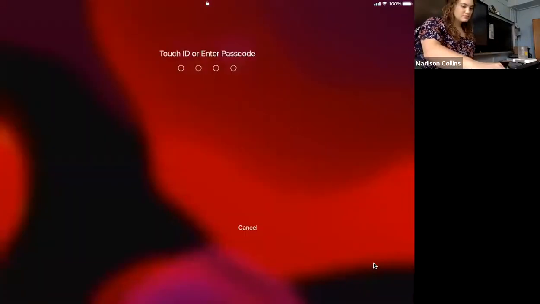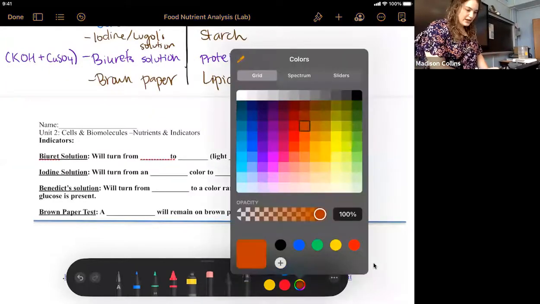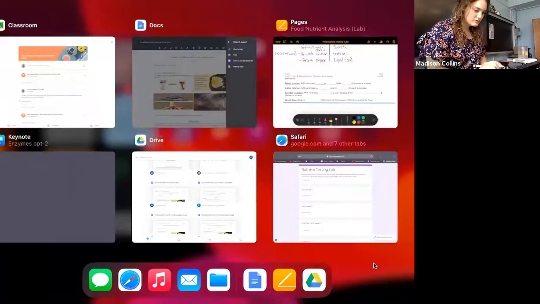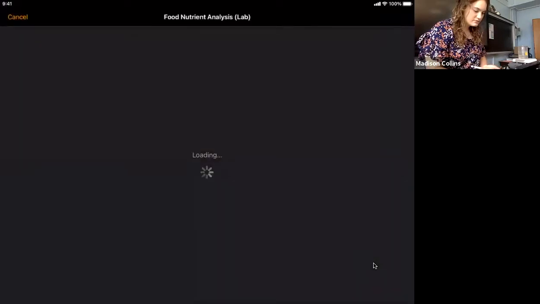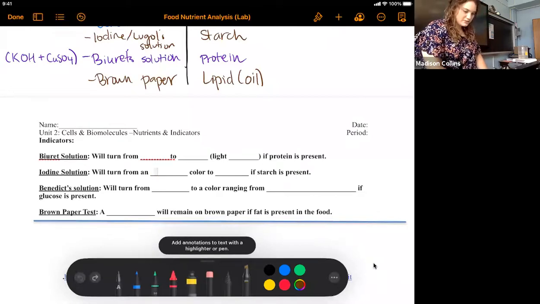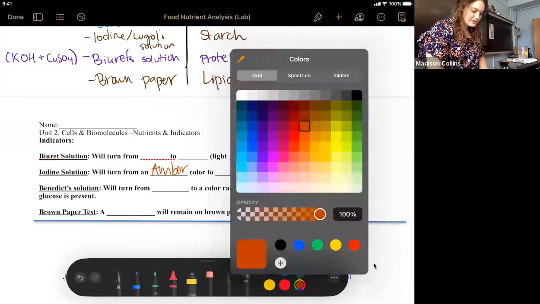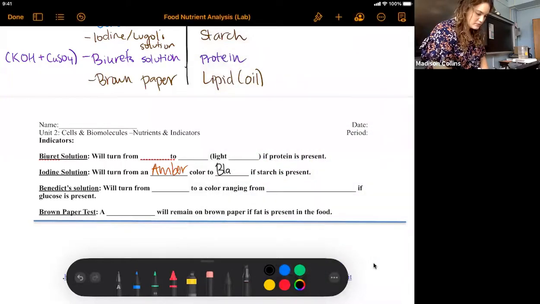I'm going to share my screen again. All right, so for iodine solution, or Lugol's, we're going to see it turn from an amber color, that orangish red, to black if starch is present. Okay, so we saw that iodine turned from an amber to a black color.